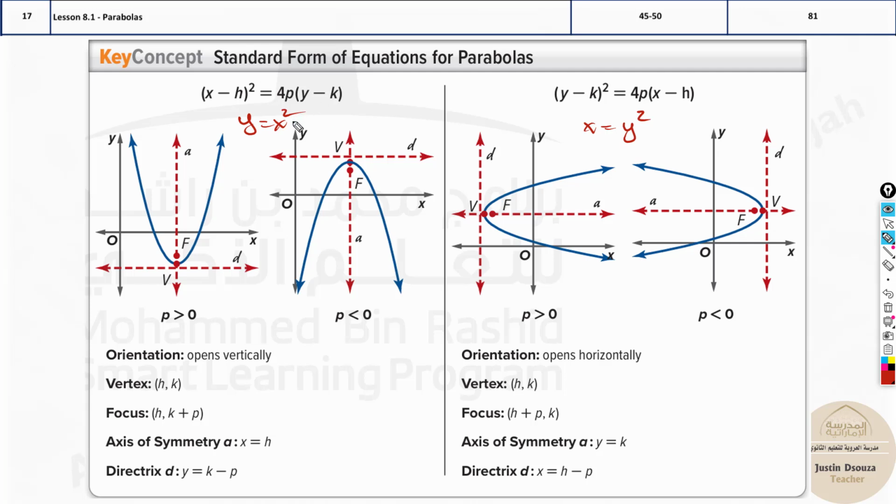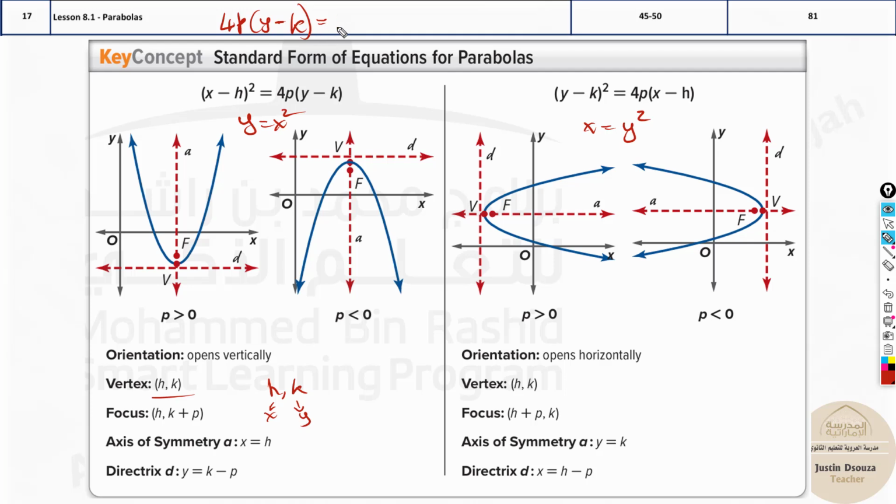Now the standard form, I personally don't use this as the standard form. It's the same one, but I write it like this. I always write 4p to the left. And if it is y over here, I write y minus k. You must remember the vertex. Vertex is what? h and k, right? h is always denoting the x-axis, k is denoting the y-axis. This y can only be subtracted by something related to the y-axis, so it's k. You can't write an h over here.